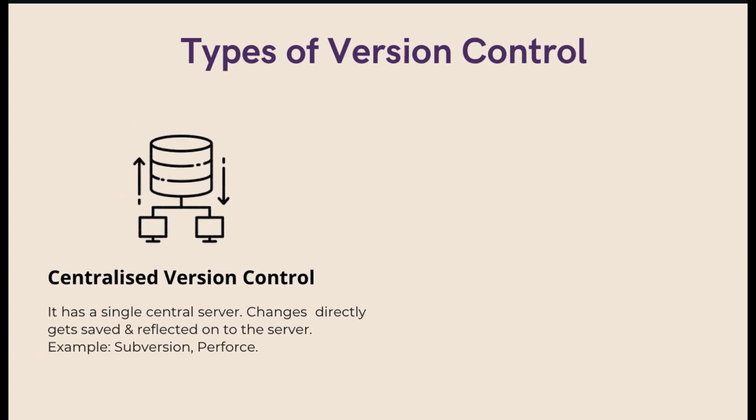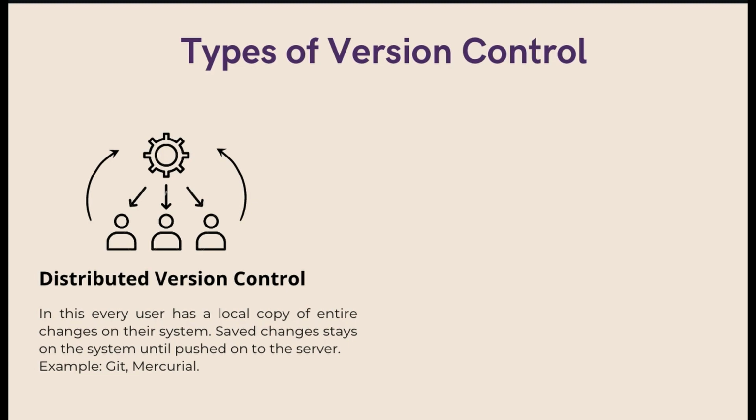Here the entire changes of your code are situated on a single central server. Whenever anybody from the team saves the latest changes, it directly gets saved and reflected onto the server. Subversion and Perforce are two of its examples. Though this approach seems reasonable, it has two major downsides. Since it is not locally available, there is a dependency on the network connection to perform any action. Secondly, no matter how robust, there is still a risk of losing all the data in case of a server crash.